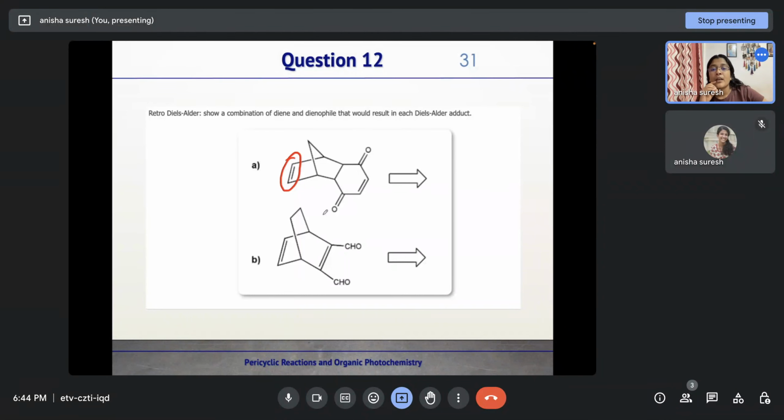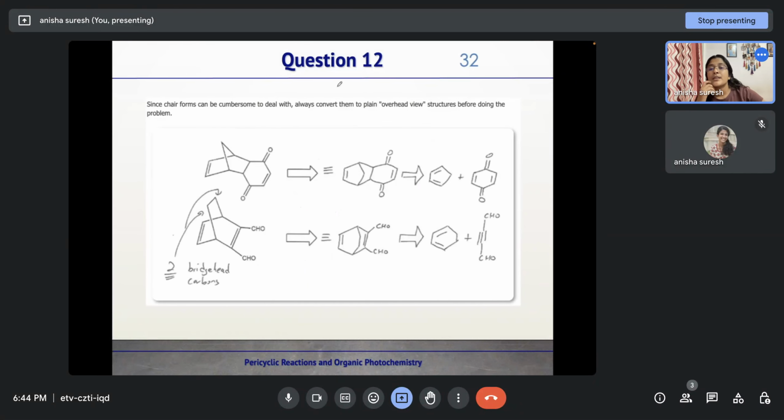Okay, and this is another Diels-Alder adduct. Here also we have to predict what are the starting materials that lead to formation of this product. So here we can see this could be written in this fashion, showing the cyclohexane. So showing this cyclohexane clearly.